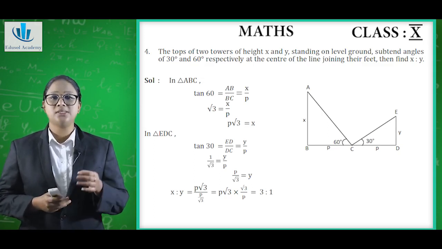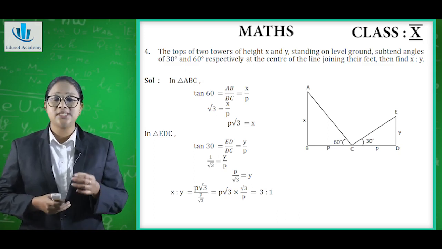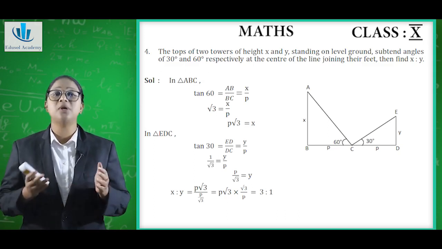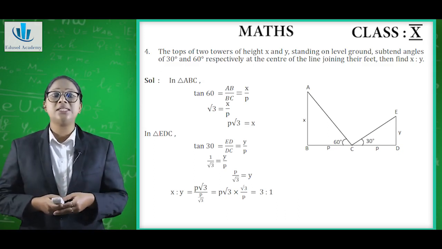Now it's easy. All we have to do is find x is to y. So x is to y is equal to, upon cancelling the common factor and multiplying root 3 and root 3, we will get 3, or the ratio is 3 is to 1.